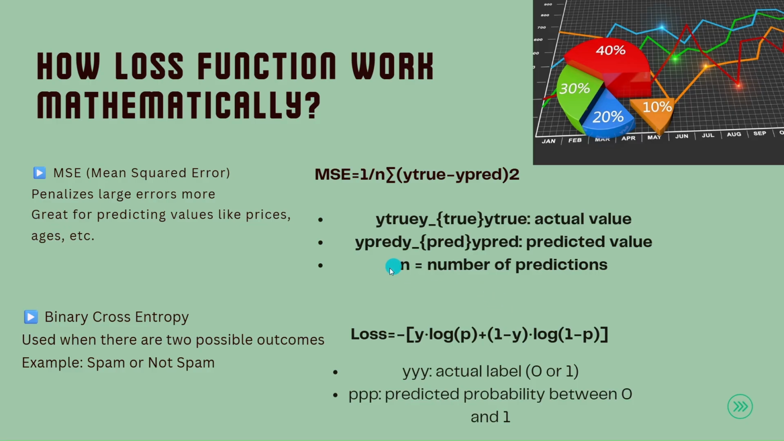Next, now we'll see how a loss function works mathematically. Here we can see the formula for mean squared error and also for binary cross entropy. First, we'll see the mean squared error.